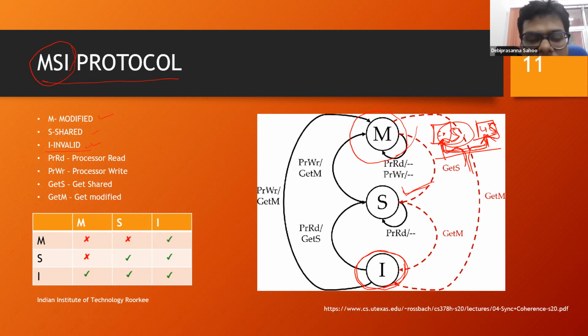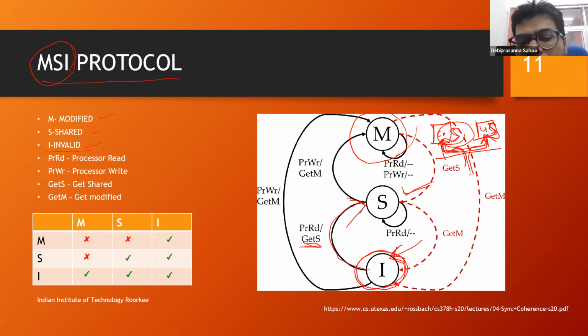To get the permission, we have to understand each of these transitions. First of all, we start with an invalid state. So we understood the meanings of these three states. In an invalid state, if you are going to do a processor read, it is going to generate a get S. What does get S mean? It means that you go to the memory or go to the bus and get me the shared line. So upon the return of the shared line, you are going to move into a shared state.